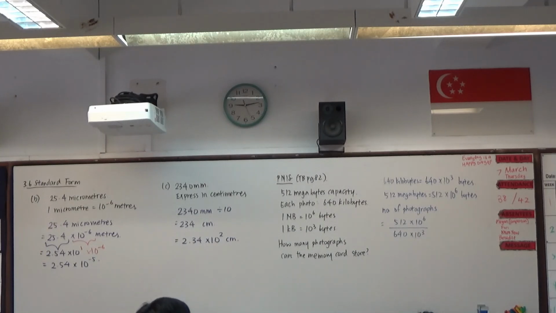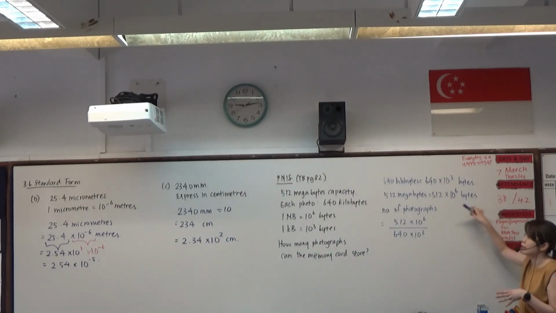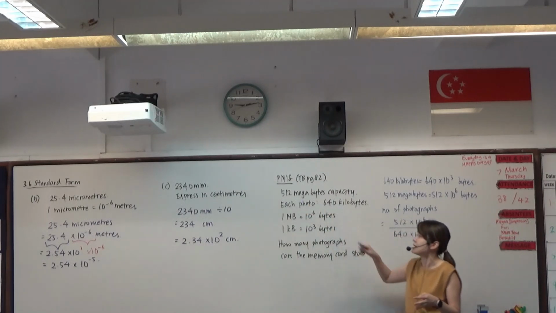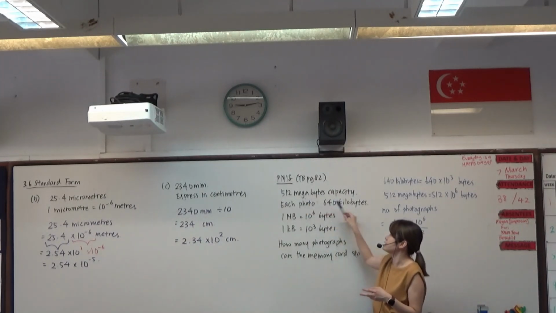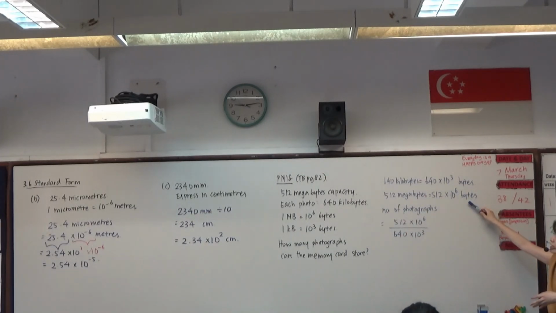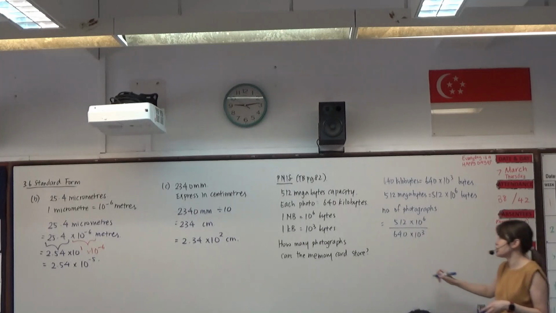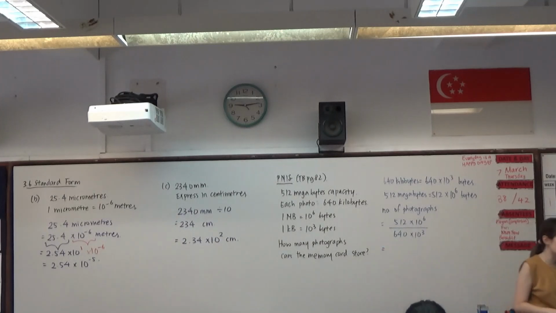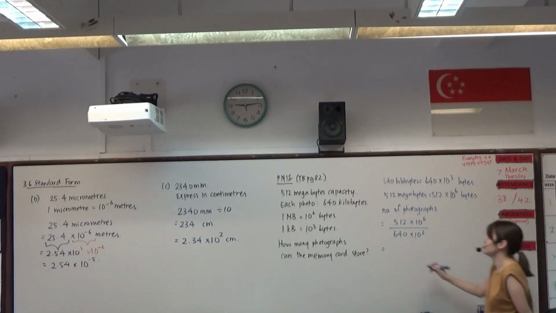So number of photographs will be the total capacity of the memory card divided by the size of each photo. That will then tell us how many photographs can be stored. We need to ensure that the units are all equal first. We cannot take just 512 divided by 640 because the units are different. So we do the conversion to ensure that the units are the same before we do the division. And we can use our calculator to do this. What will you get in the calculator? 800.